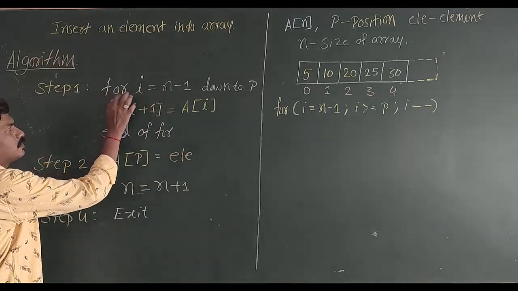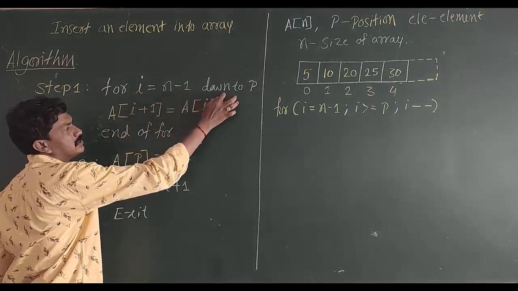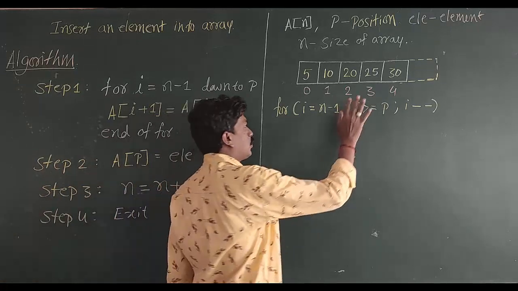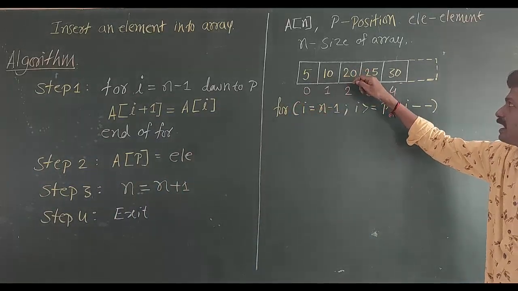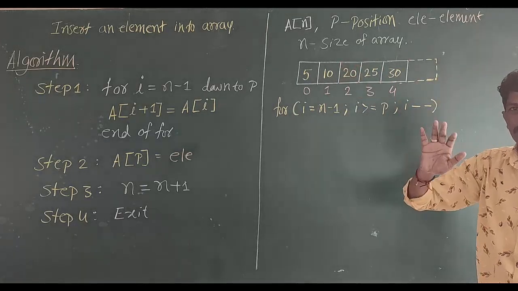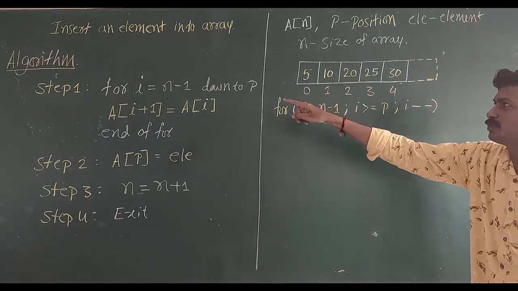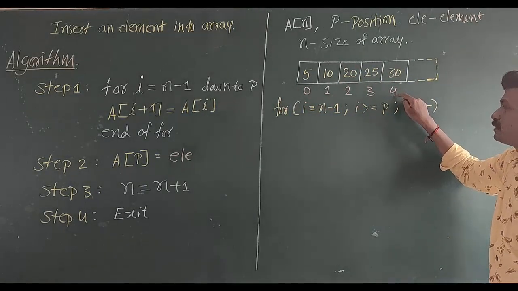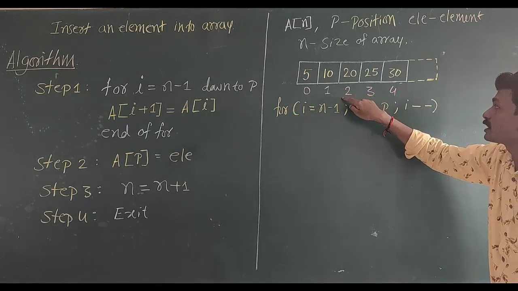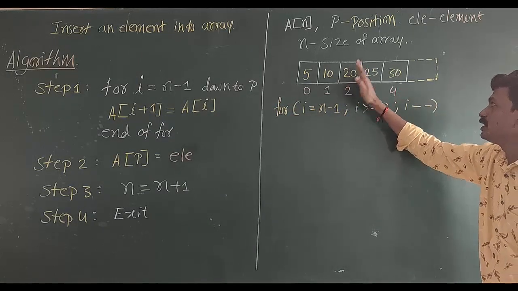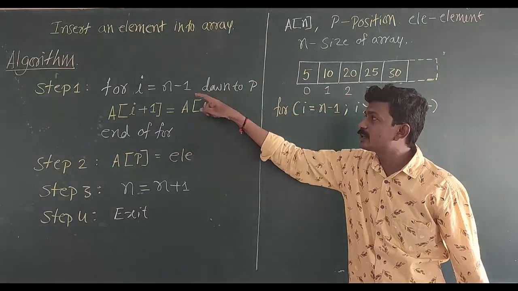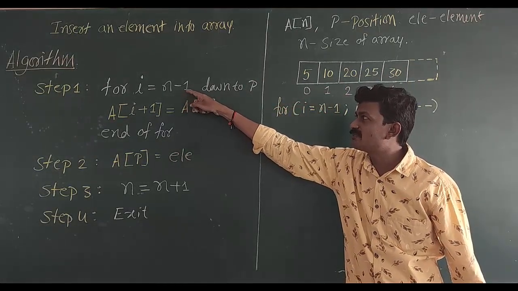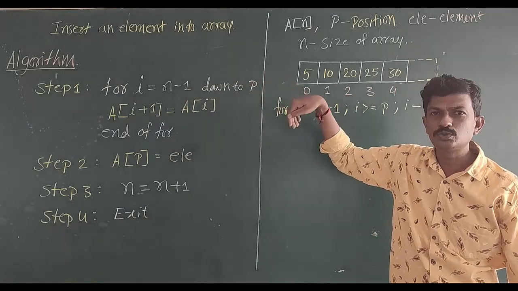That is nothing but I equal to n minus 1 down to p. For this array, the total size is 5, minus 1 is 4, the last index, down to the particular position. These elements should be shifted to their next positions. For that we require this loop: for I equal to n minus 1 down to p.